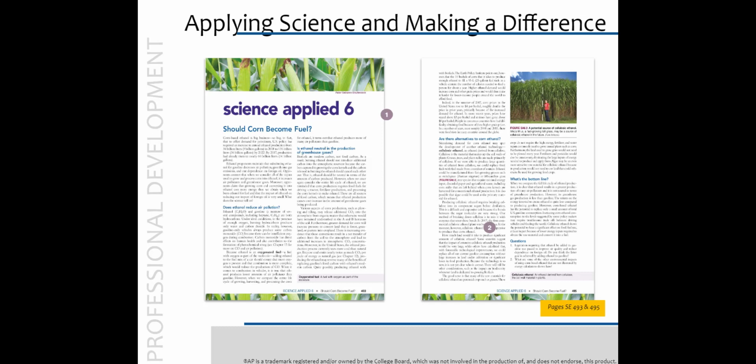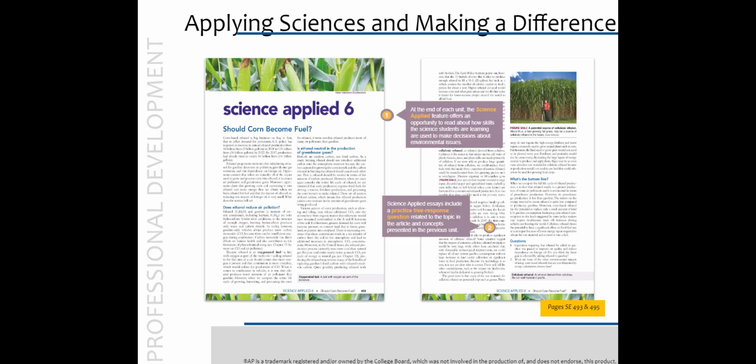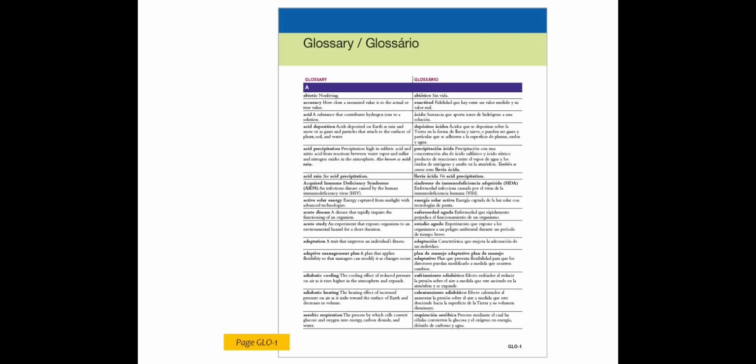At the end of each unit, the Science Applied feature offers an opportunity to read about how skills the science students are learning are used to make decisions about environmental issues. Science Applied essays include a practice free response question related to the topic in the article and concepts presented in the previous unit. And finally, although the AP exam is in English, if you have ELL students whose primary language is Spanish, the glossary/glosario will prove very helpful for those students. The side-by-side definitions help them translate the terms so they can better master the content.